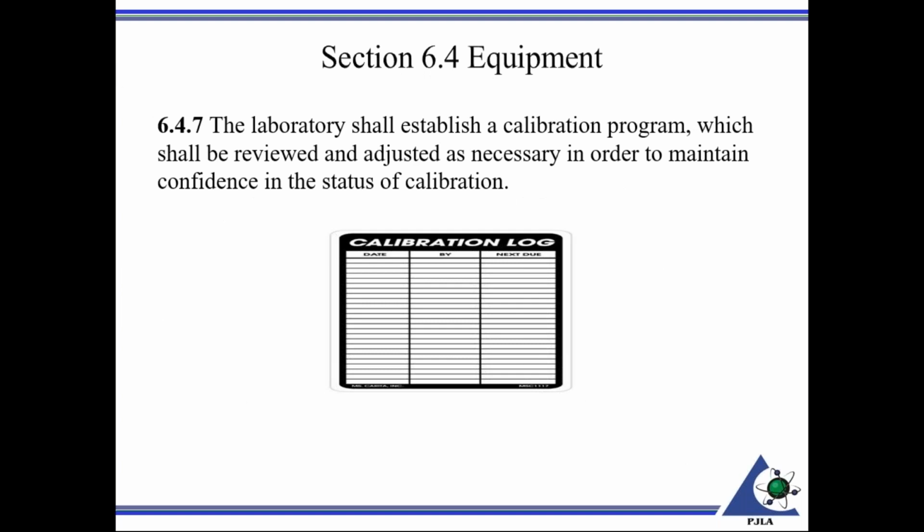So you have equipment, you have it calibrated, say you need to have metrological traceability. Calibration is not a one-time thing. So you have to establish calibration programs, which shall be reviewed and adjusted as necessary in order to maintain confidence in the status of calibration. So you have to establish calibration intervals. That is a decision that's going to be up to the organization. Some things you might want to consider would be the manufacturer recommendations.